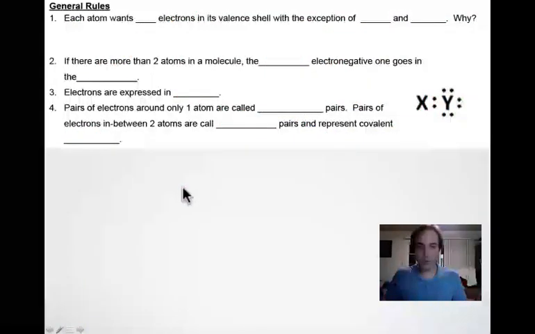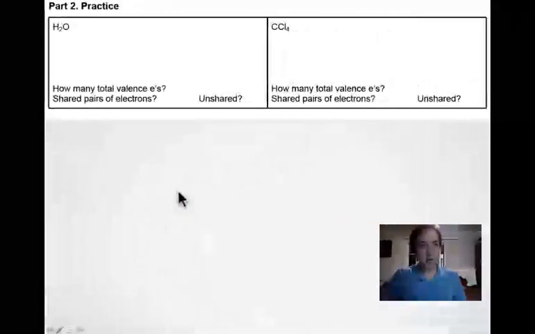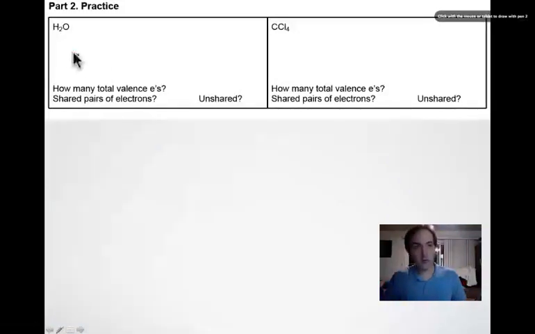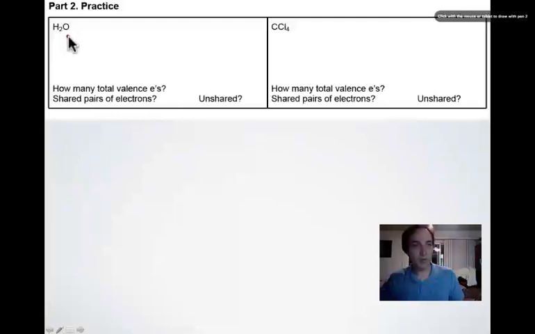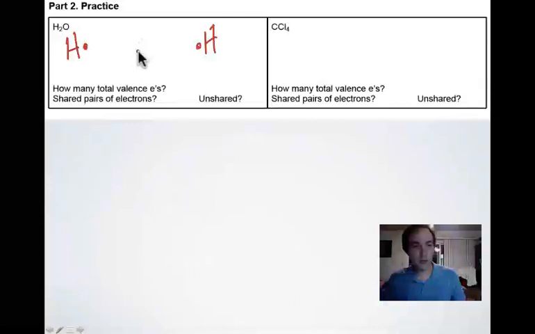So we've got the rules now. The next idea is we want to do a little bit of practice. So let's start off with something easy like water. The first thing we do is we draw the Lewis dot. We'll start with our hydrogens. We have 1 hydrogen, hydrogen has 1 valence. Draw the other hydrogen, I'm gonna put it over here, it has 1 valence. Now let's do the oxygen, we're gonna put that in the middle.